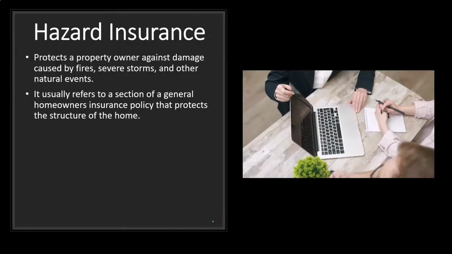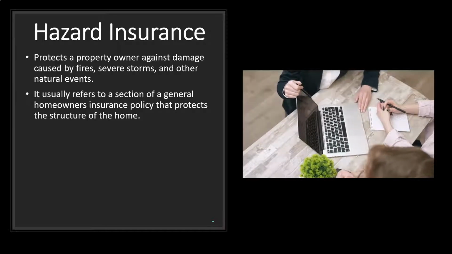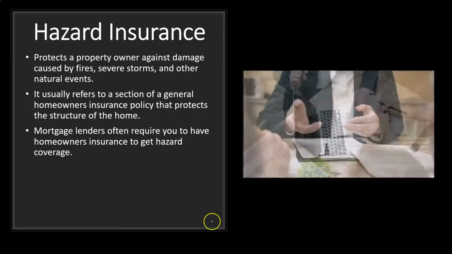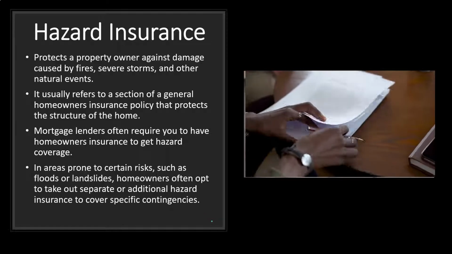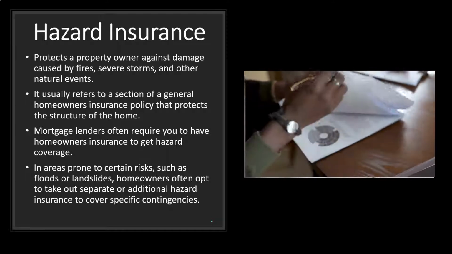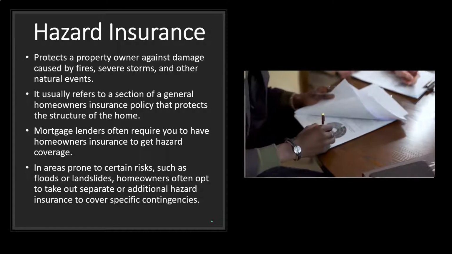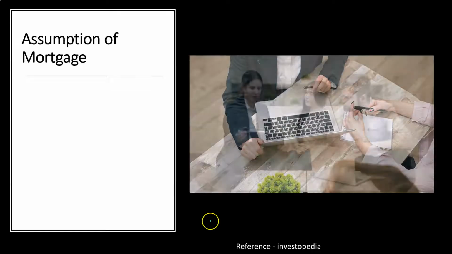It usually refers to a section of a general homeowner's insurance policy that protects the structure of the home. Mortgage lenders often require you to have homeowners insurance to get hazard coverage. In areas prone to certain risks, such as floods or landslides, homeowners often opt to take out separate or additional hazard insurance to cover specific contingencies.